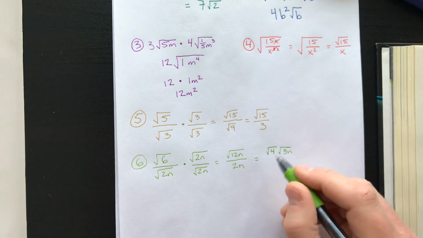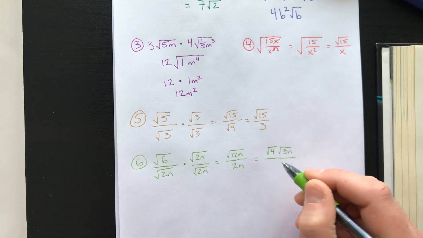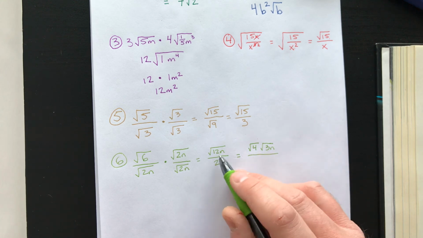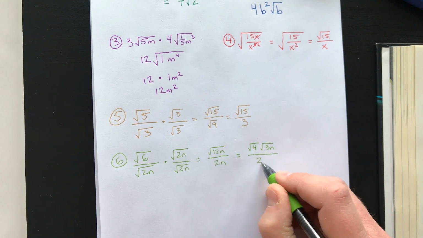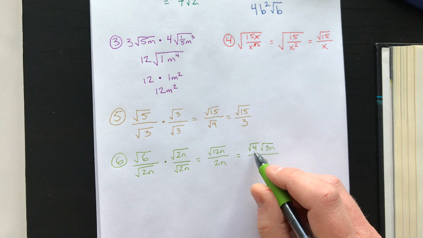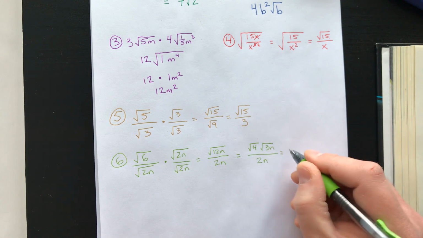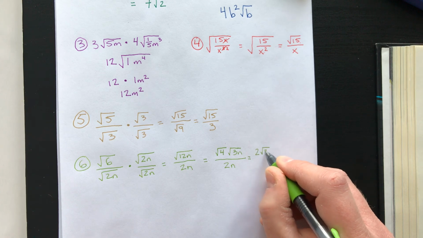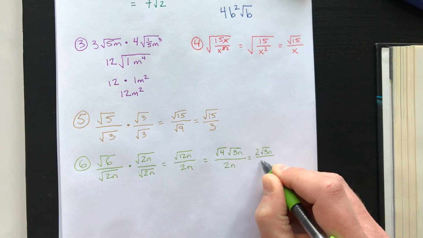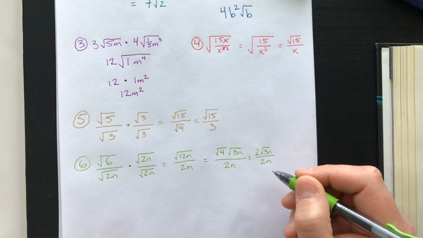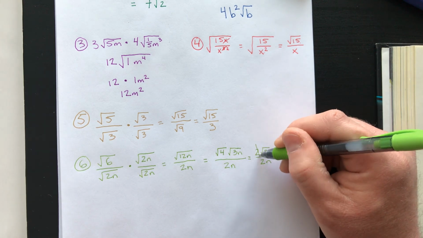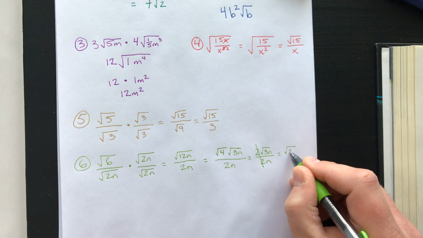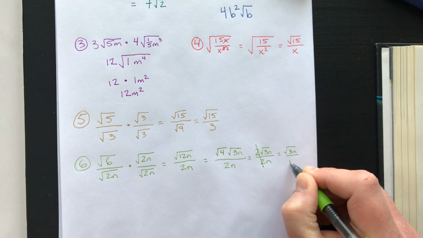So I'm going to break the numerator into the square root of 4 times the square root of 3n, which if I just multiplied those together, I'd get 12n, so that's okay. And then what is the square root of 4? That's just 2. And I have one more step. The 2's cancel. So I'm left with the square root of 3n all over n.